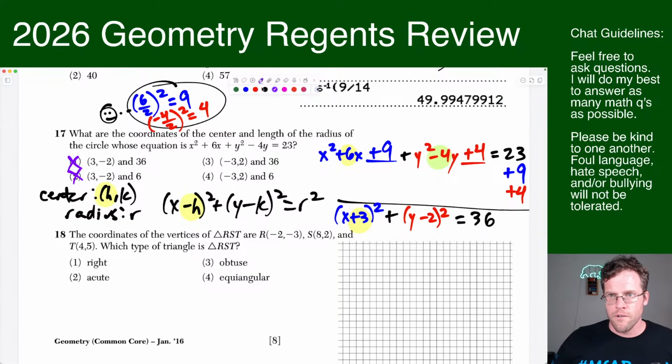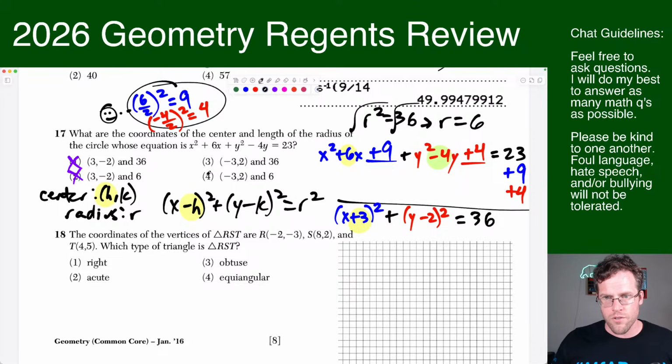And then be careful. In the equation, the radius is being squared. So r squared equals 36. And if I take the square root of both sides, that tells us the radius is 6. So choice 4, not choice 3. All right, great.